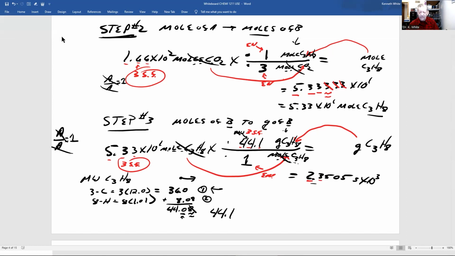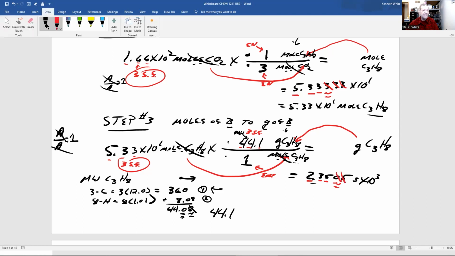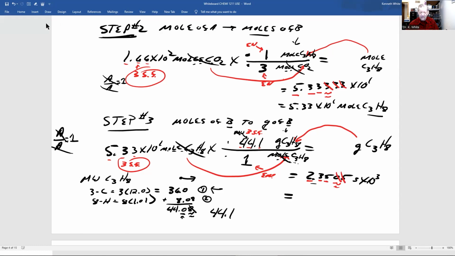Keep the 2, keep the 3, keep the 5. That's my 3 significant figures. Use that to round off. And is that 4 or less? Yes, I'm going to drop that and that. And the correct answer is 2.35 times 10 to the third grams of propane.